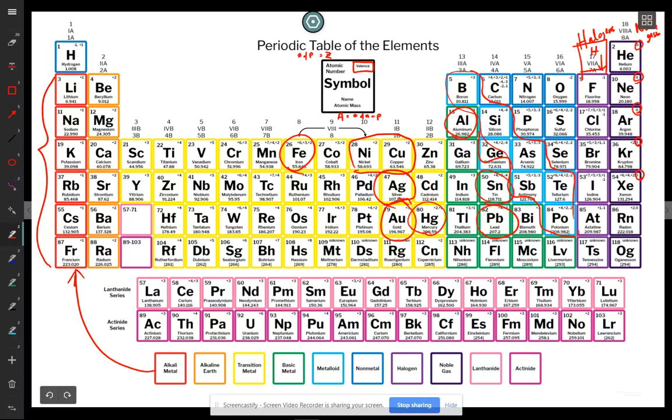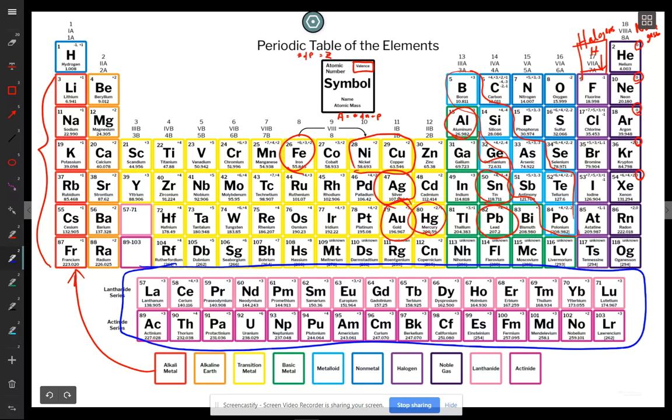Yeah. The last thing is these elements down here in the bottom. I'm going to change colors because I just realized I've done everything in red, and that is going to make Hannah feel uncomfortable. You have a question?